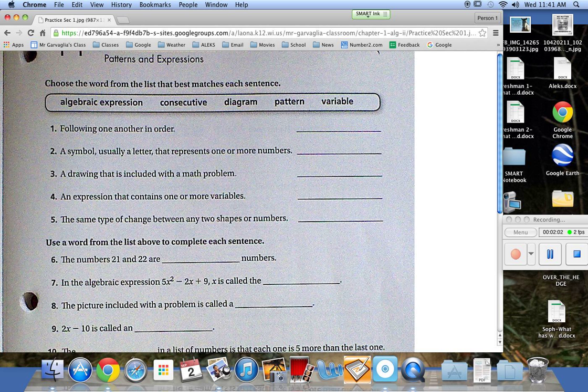All right, so I look at this. Following one another in order. What would it be in this pattern up here? Consecutive. Okay, that's following one another. It's consecutive. A symbol, usually a letter that represents one or more numbers. Variable. Does everybody see that? Variable. A drawing that is included with a math problem. Diagram.